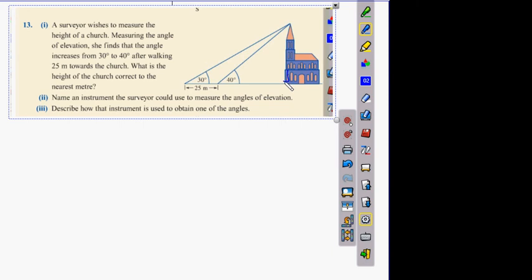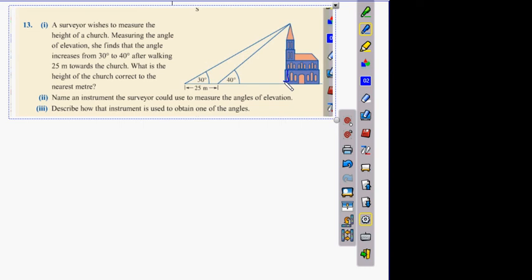Most objects stand perpendicular to the ground. And that's what we assume in the Leaving Cert Ordinary level course. Okay? So, first things first, it goes, measure angle of elevation. She finds that the angle increased from 30 to 40 after walking 25 metres towards the church. What is the height of the church correct to the nearest metre?